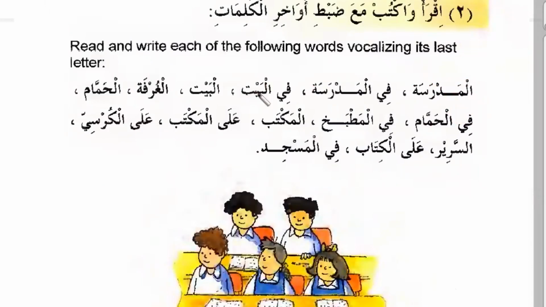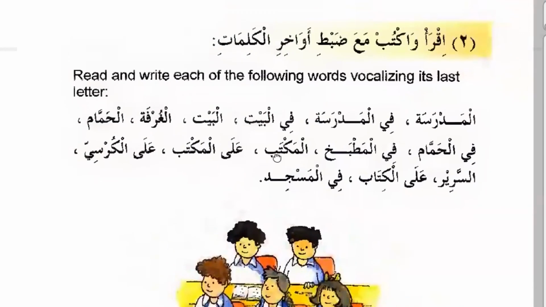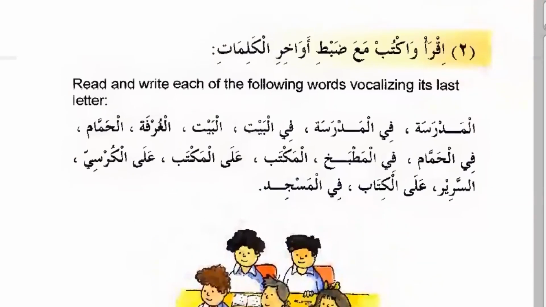So we have here, they are asking us another exercise to try. See, there are a lot of exercises. When you try, you understand very well. So here, Ikra waktub ma adopt awakhir al-kalimat. Read and write the following words, vocalizing its last letter.